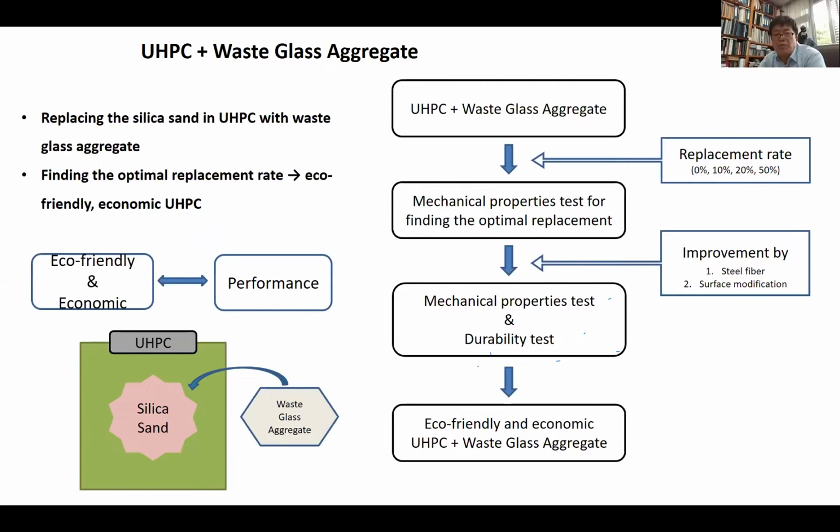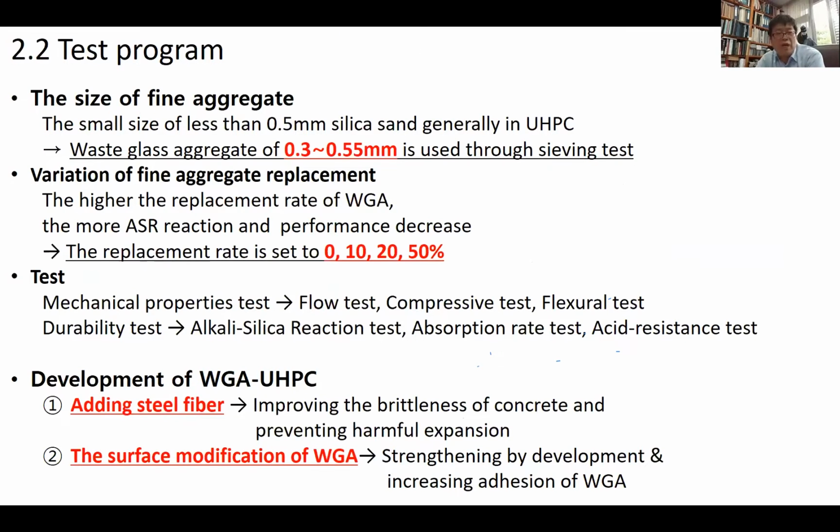So we performed 4 groups. One is the 0% replacement rate, then 10%, 20%, and 50%. Then we increased the bond between the particles, so we modified the surface of the waste glass aggregate. Then we also looked for what gives a very low alkali silica problem. The size of the fine aggregate used is from 0.3 to 0.8 millimeter. Also, the variation of fine aggregate, as I said, is from the reference specimen to 50%.